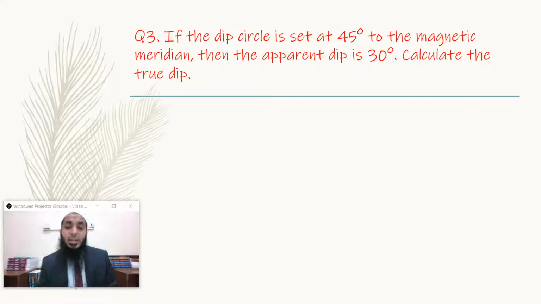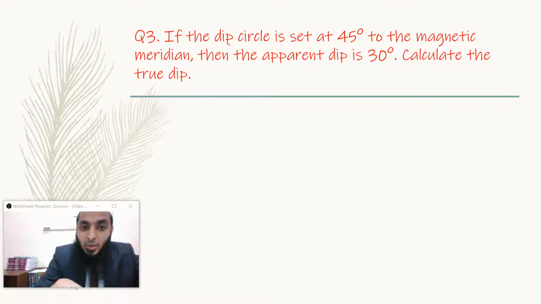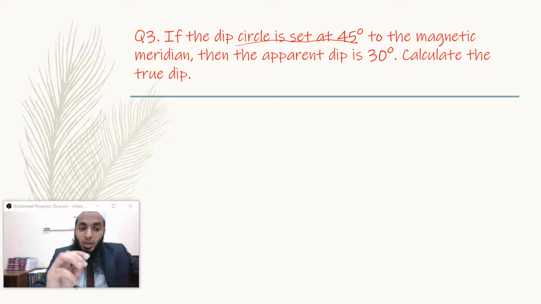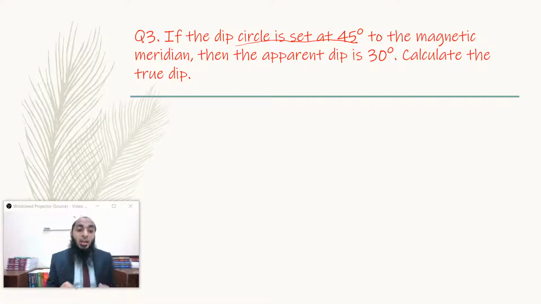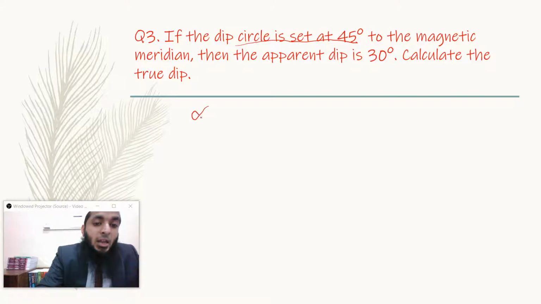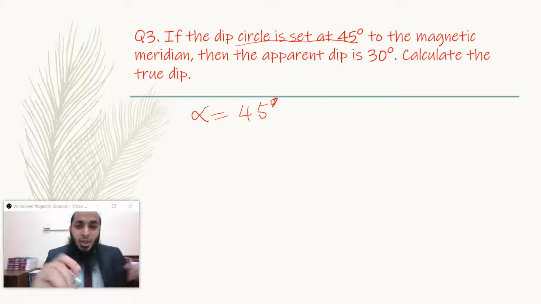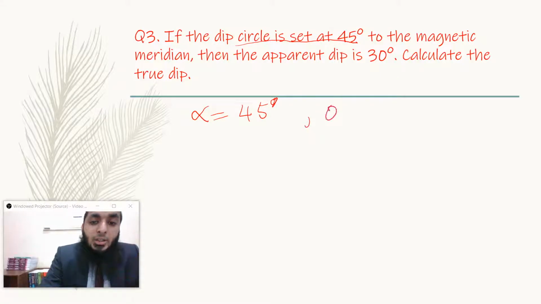If the dip circle is set at 45 degree to the magnetic meridian, then the apparent dip is 30 degree. Calculate the true dip. Now clearly we have to write the data. The dip circle is set at 45 degree to the magnetic meridian, meaning the vertical plane you have taken, which is the random vertical plane we discussed in the previous video, is taken at 45 degree to the magnetic meridian. So we will write, and you remember in that video we had taken that angle as alpha. So alpha is equal to 45 degree in this question. And then the apparent dip is 30 degree, and the apparent dip we had discussed as theta dash.